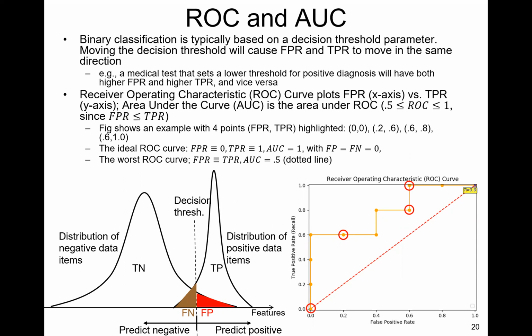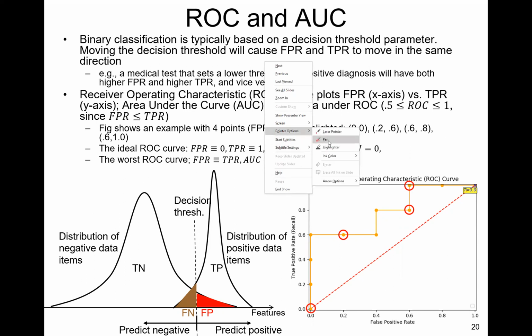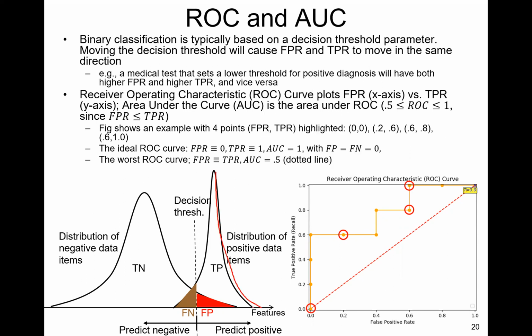So this particular region with this shape is the true positive. But this little piece from the negative data items is diagnosed as positive, predicted as positive. So this is the false positive piece. Similarly, this brown piece is the false negative piece.